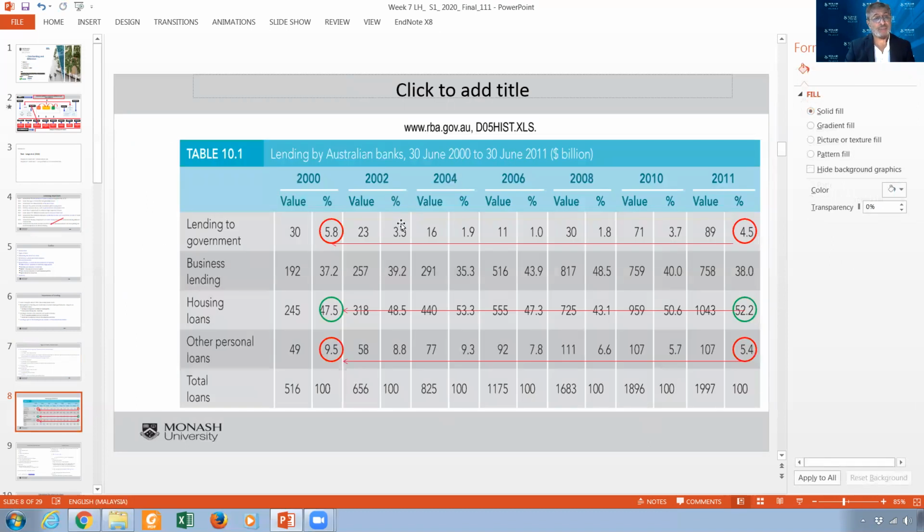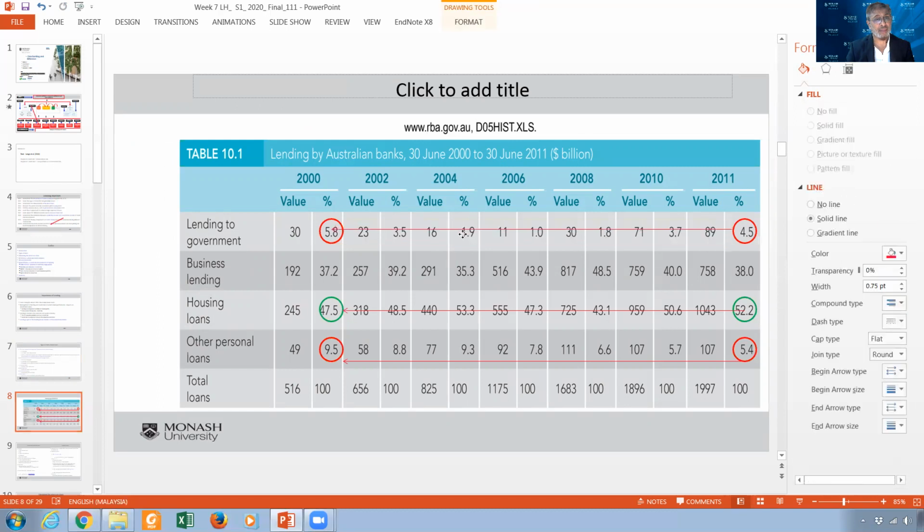Now, as you can see, there has been a drop in this category, which is housing, the government loans. But as we can see in so many countries, this area has increased. They increased from 47 to 50, actually 52 by 2011. This is just in Australia and some other countries.